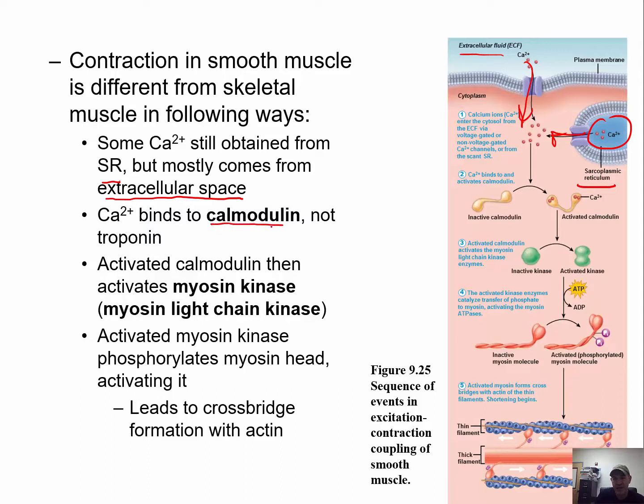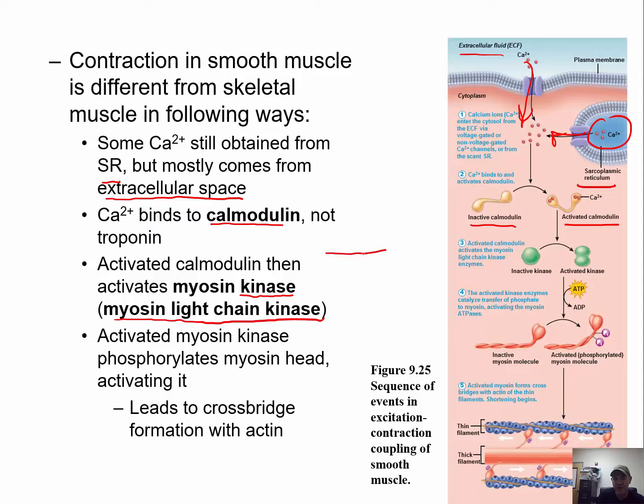Instead we have calmodulin. So the calcium then binds to the calmodulin. So you can see when the calcium enters the cytoplasm or the sarcoplasm, you have your inactive calmodulin, but the calcium binds to the calmodulin, activating it. So now we have activated calmodulin. And then that activated calmodulin is going to go and activate myosin kinase. Now kinases are enzymes that basically phosphorylate. So they transfer phosphates onto other molecules. Well, what is the specific name of this kinase? It's myosin light chain kinase.